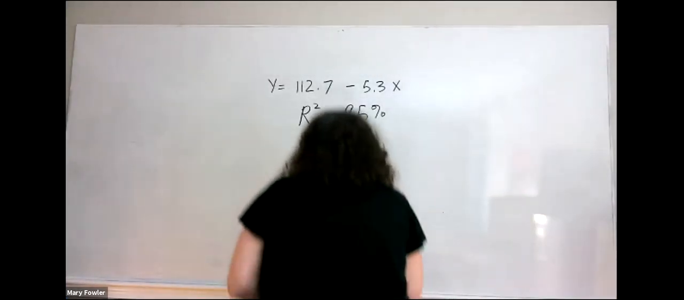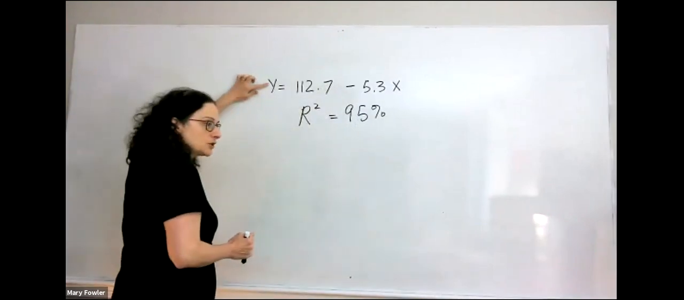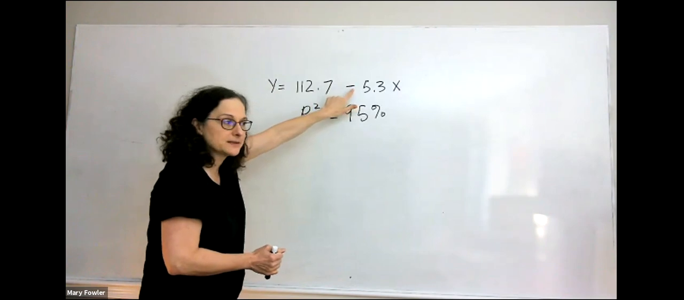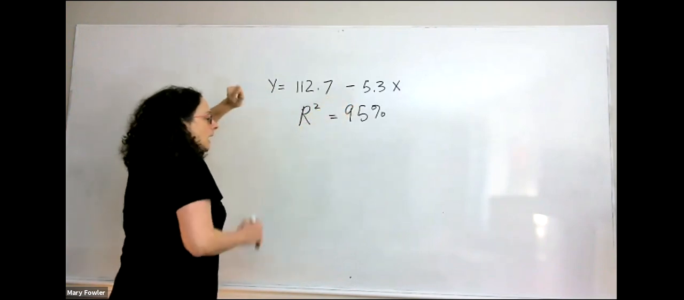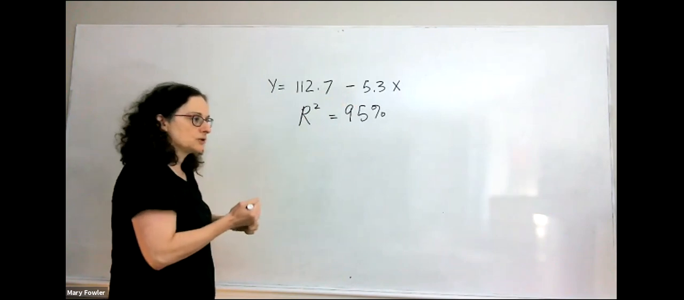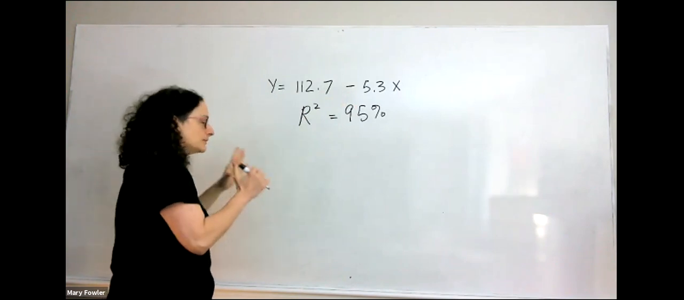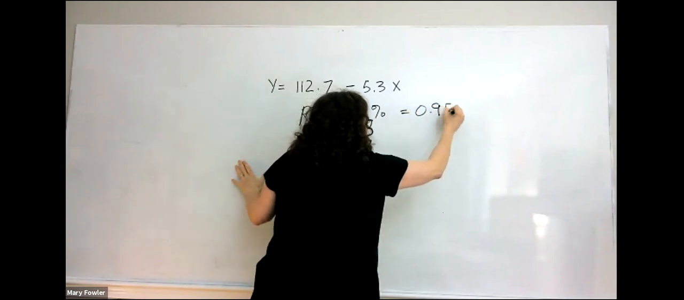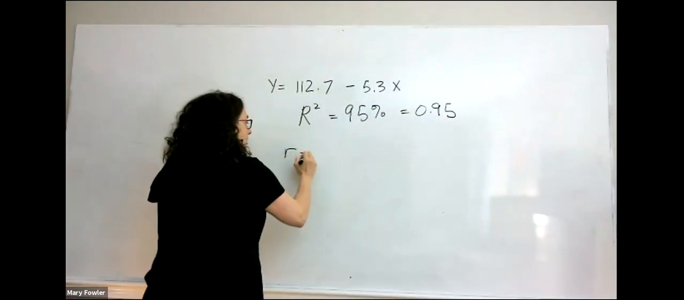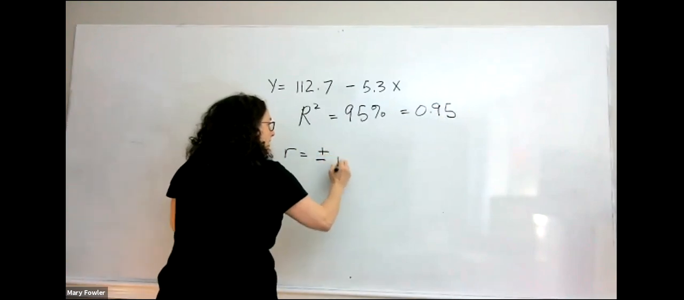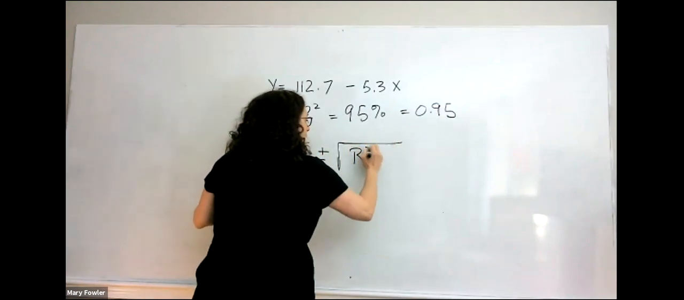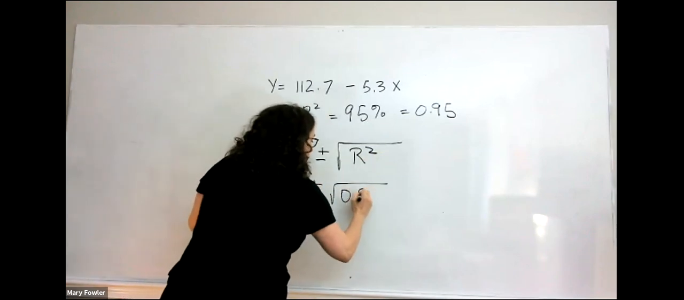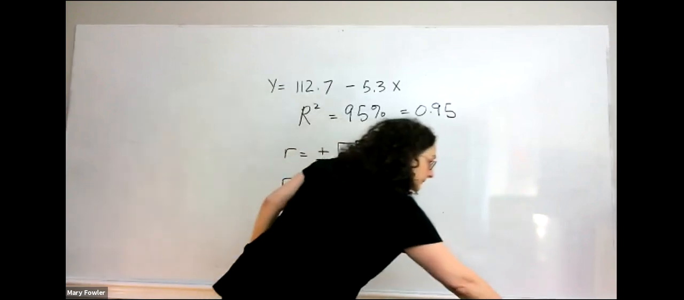All right. So I put on the whiteboard the regression equation. I can see that the slope has a negative sign, and that R squared is 0.95, or I'm sorry, R squared is 95%. So the first thing we have to do is translate that to a decimal, and then we calculate R, which is going to be plus or minus the square root of R squared. So R is going to be plus or minus the square root of 0.95.